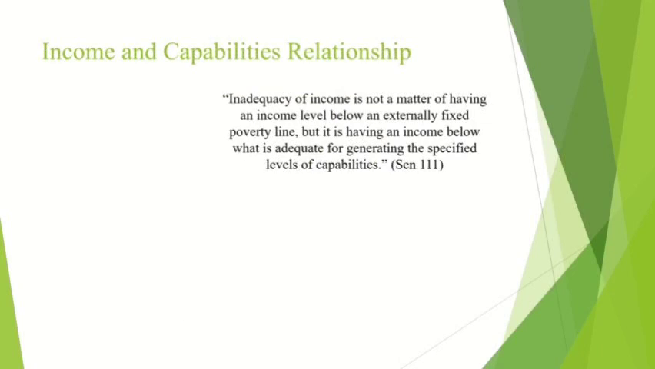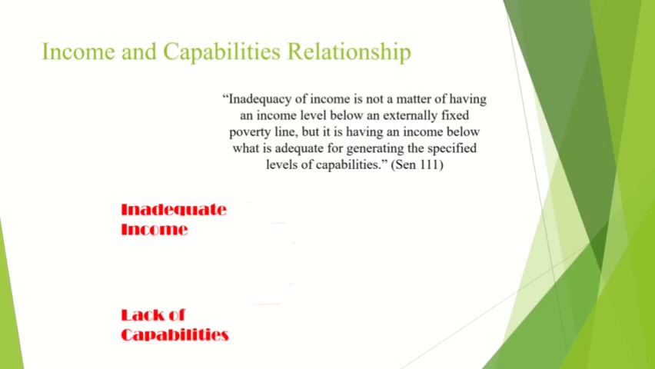The key in understanding the relationship between income and capabilities is that the inadequacy of income is not a matter of having an income level below an externally fixed poverty line, but it is having an income below what is adequate for generating the specified levels of capabilities. The tricky thing about the two, however, is that it can create a continuous cycle where a person could be lacking in income, which results in a lack of capabilities, or even vice versa, where a lack of capabilities could result in the inability to receive a sufficient income. This is why both are important factors when addressing poverty.